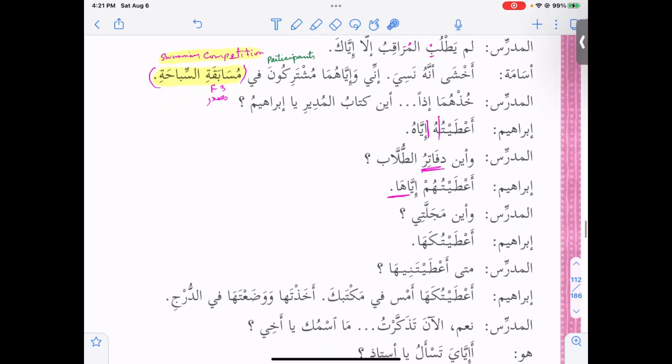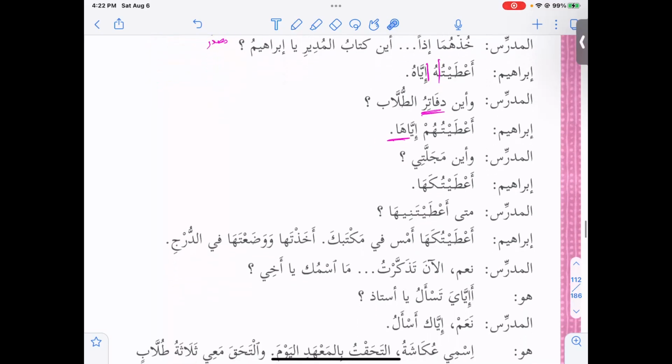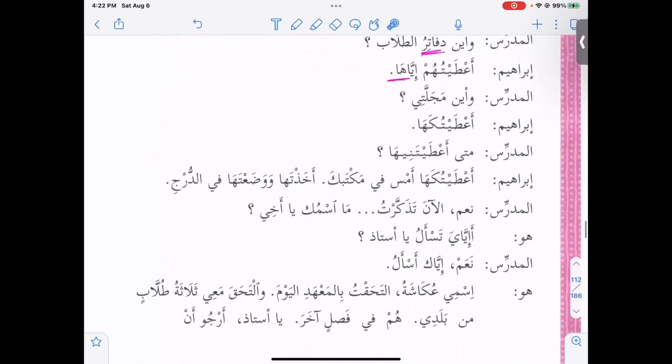Inshallah. Aina al majallati, and where is my magazine? Ataitu ka ha, together. Now, see, now here they are separate. You can say ataitu ka iyaha, or you can say ataitu ka ha. Explanation comes for using this. Very beautiful. Mata ataita niha, ataita niya, all together. Ataitu ka ha, ataitu ka ha.